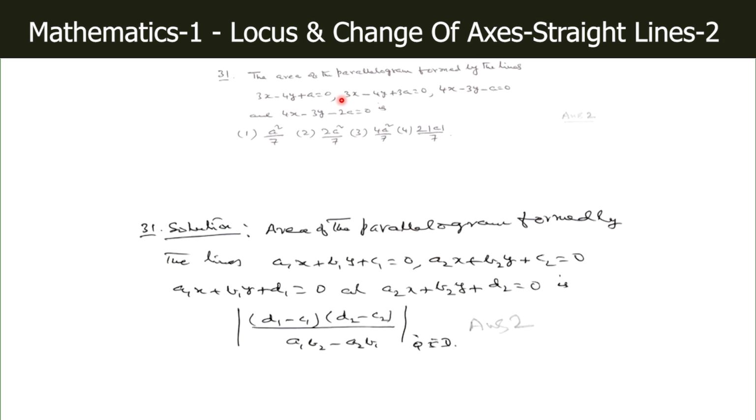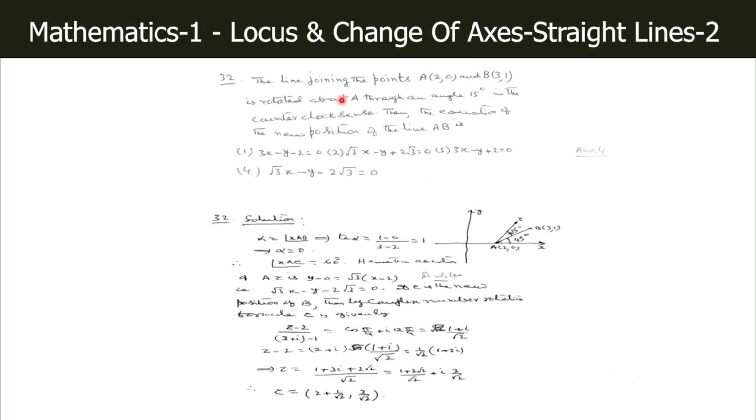Option number 2 itself, 2a square by 7. Question 32: the line joining the points A(2, 0) and B(3, 1) is rotated about A through an angle of 15 degrees in the counterclockwise sense. Then the equation of the new position of the line AB is asked, but not the new coordinates of the new position of B.